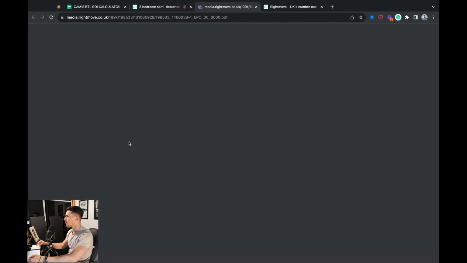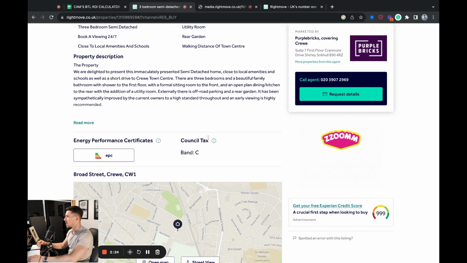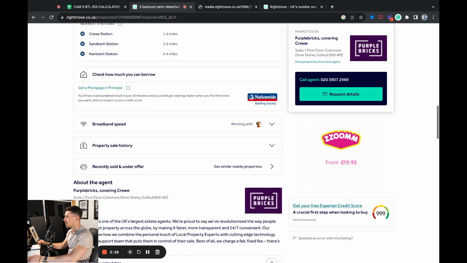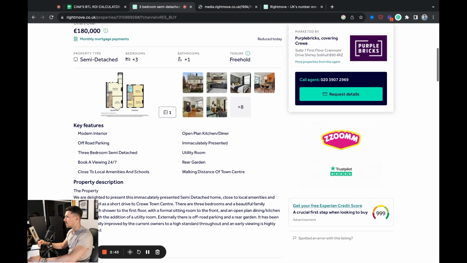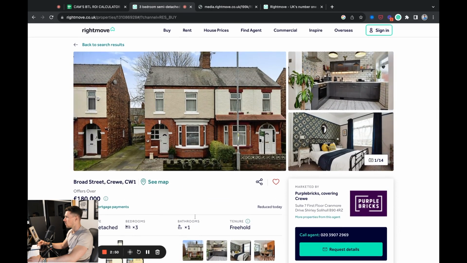The EPC on that property is not loading. Let's have a little look. So that's failing to load right now. But one thing I would do would be looking at the EPC of that property to see what that is like. But basically, this is quite a good property on the surface. 180 in Crewe is not bad for a spacious 3-bed in the center of the town, walking distance of the town center, as we can see here. So let's start plugging this into our analysis.